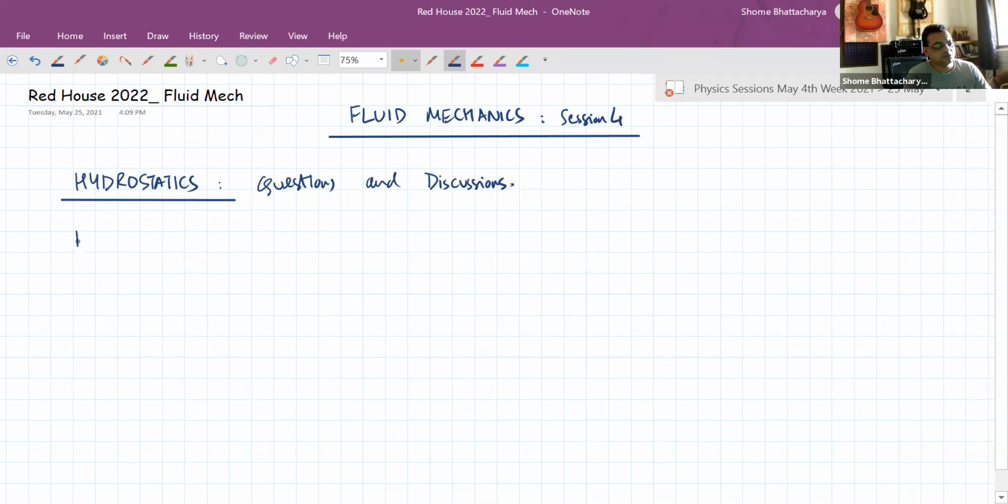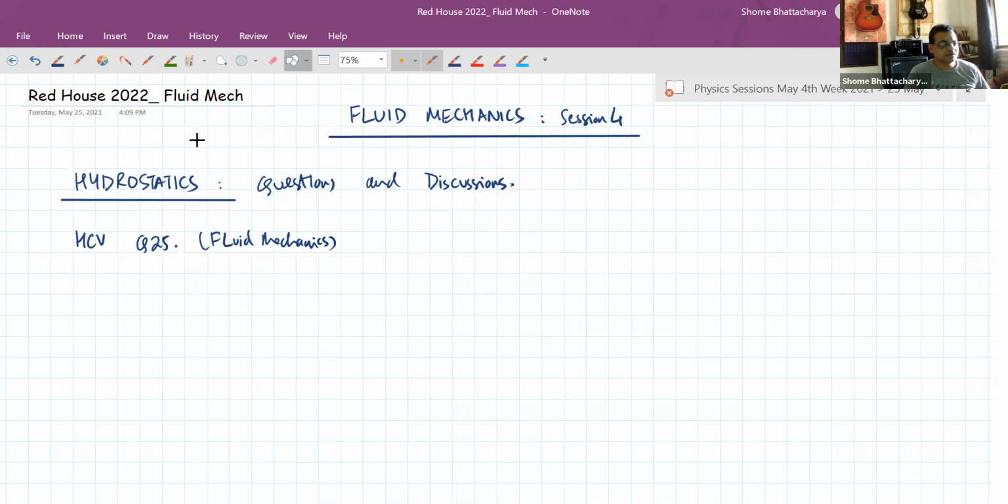So this is a question from H.C. Verma. I think it's question number 25 from the fluid mechanics chapter. I'll just explain the question, what's happening in it first, then try it out.